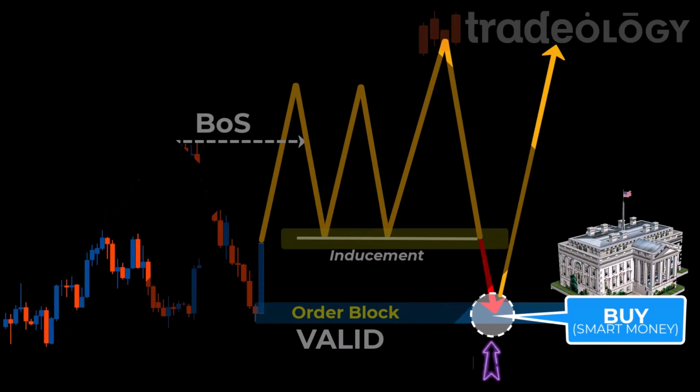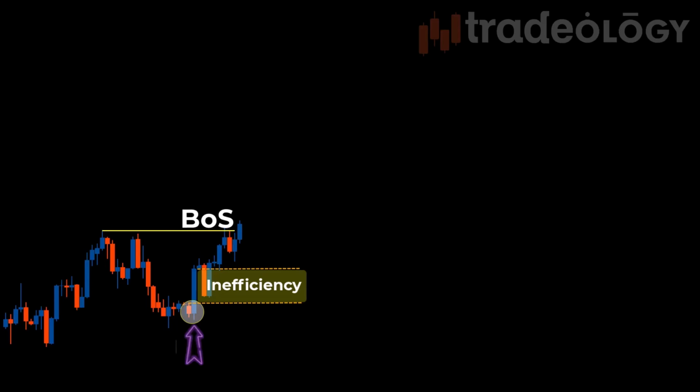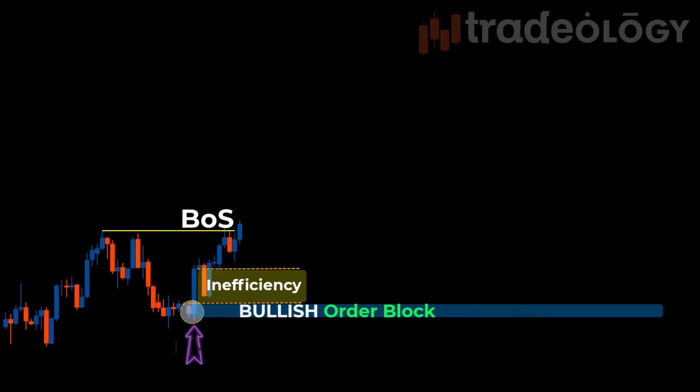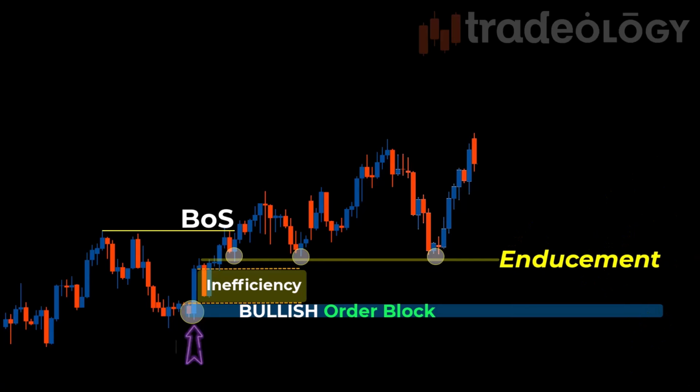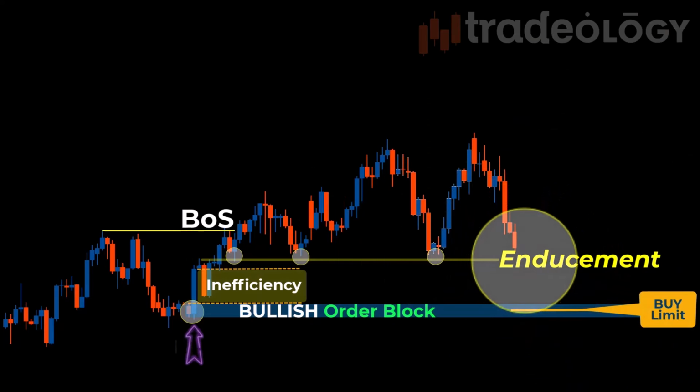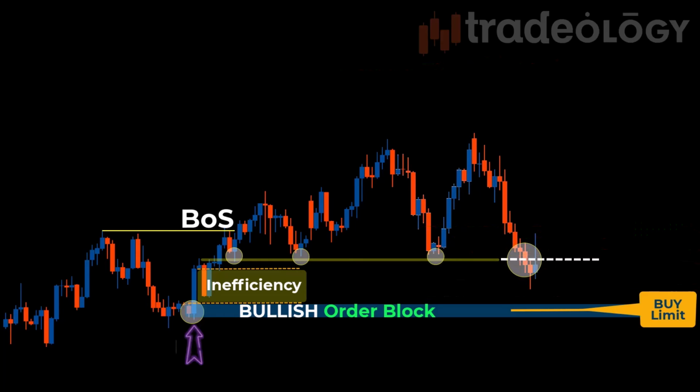Let's check a real example. The price rips upward, leaves inefficiency and breaks structure. Boom, valid order block. After that pump, a support zone shows multiple rejections. That's your inducement. Since there's a major block just below, this screams inducement trap. The play? Place a limit buy in the middle of that order block and chill. The price dives down, wipes out the inducement, tags your buy, and then reverses.